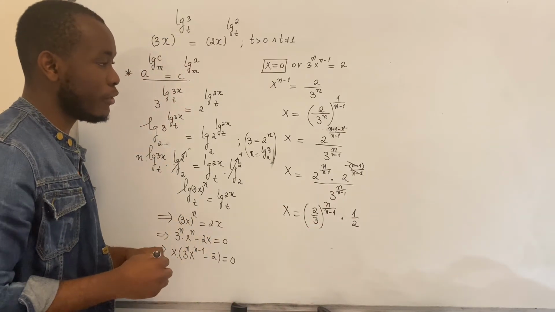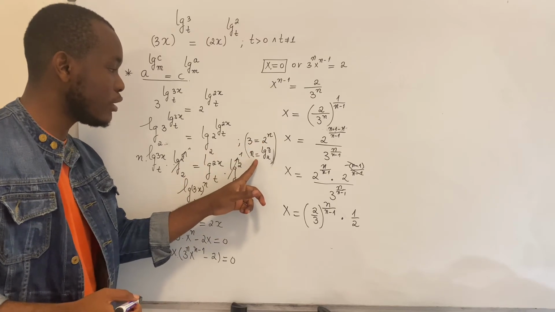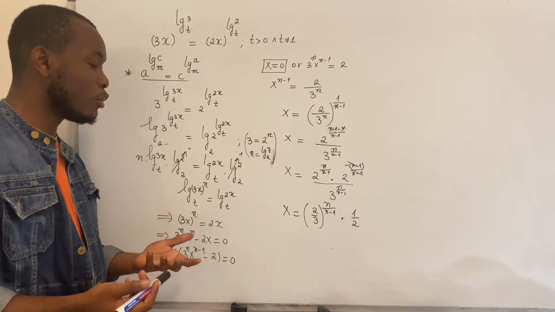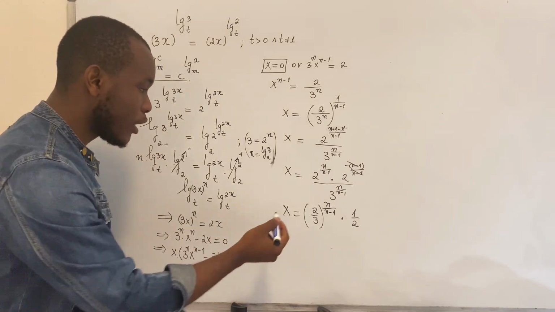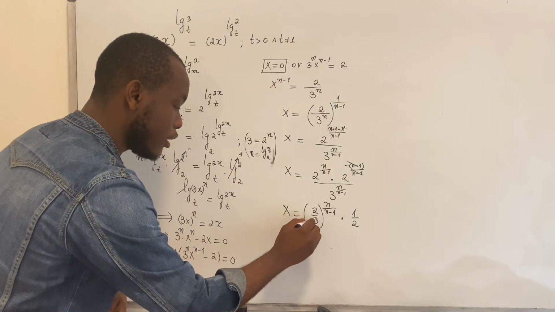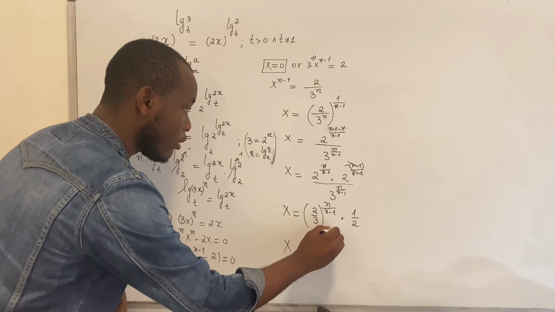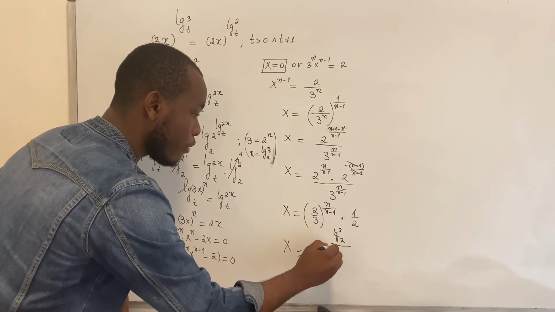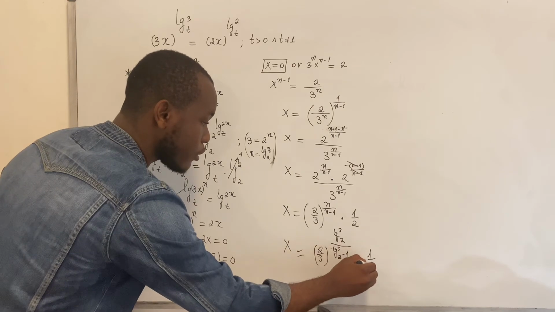But what is the value of n? The value of n we got from here. 3 is equal to 2 to the power n, so n is equal to log of 3 to the base 2. So if that is the case, then we can simply substitute, and x will be equal to 2 over 3 to the power log of 3 to the base 2 over log of 3 to the base 2 minus 1, times 1 over 2.